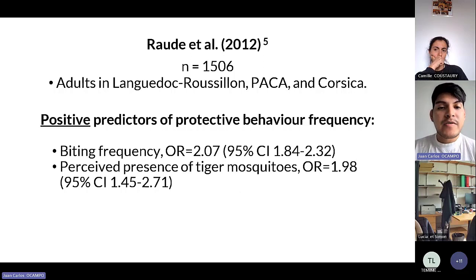Here we have the positive predictors that they found. This would be biting frequency and perceived presence of tiger mosquitoes. All ORs right here are adjusted, and you can see slight differences, but we're not going to go very deep on the results of that so that we can look at our results over here. Two things to point out. First, again, this study was only looking at protective behavior frequency, and also it was on southern regions.